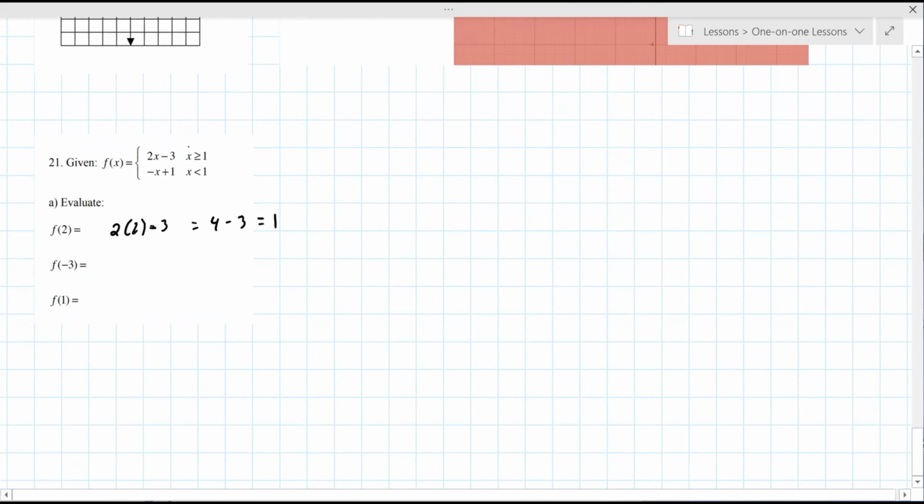F of -3. Is -3 greater than or equal to 1? No. Is -3 less than 1? Yes. So use that one. It's -(-3) plus 1, which equals 3 plus 1, which equals 4. Then at 1, is 1 greater than or equal to 1? The answer is yes. So it's the top one there. 2 times 1 minus 3 is -1. Okay.